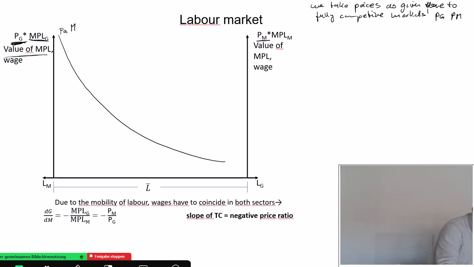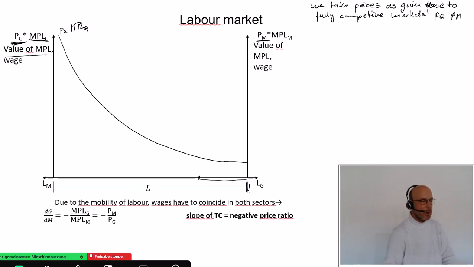PG times MPLG. So now we say we can increase input only until the total amount of labor we have. So here we have to stop. There are not more people in our country. But on the other hand, we know if we employ in the agricultural sector only this amount, then the rest is working in the other sector.